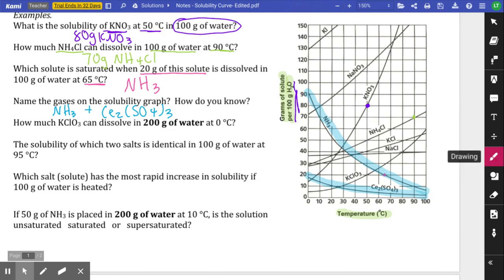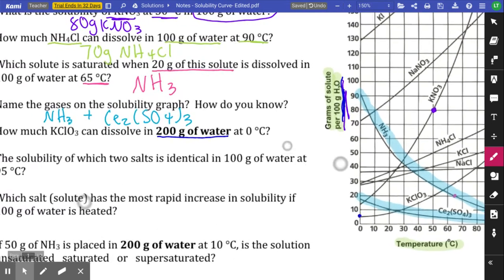All right. So this one says, how much KClO3 can dissolve in 200 grams of water at 0 degrees Celsius? Now, this is where it's important that we look at our graph. My graph is only at 100 grams of water. So basically, if that's how much can dissolve in 100 grams, then we need to figure out how much should be able to dissolve in 200 grams. Let's start with figuring out how much can dissolve at 100 grams. At 100 grams, I can dissolve about 5.